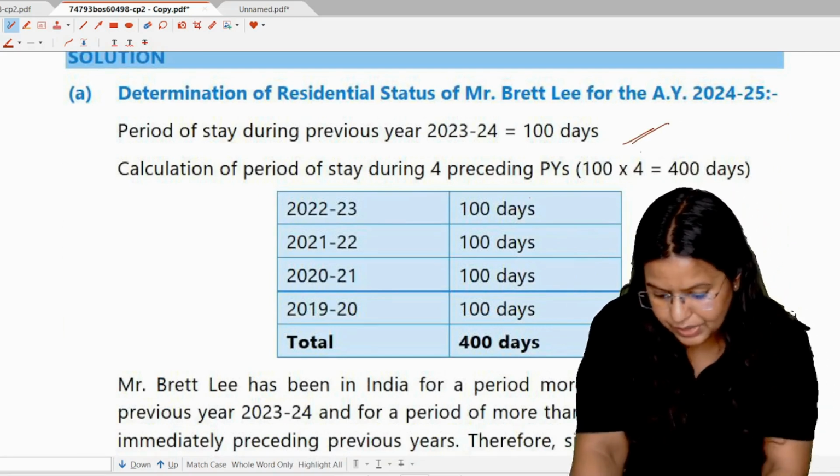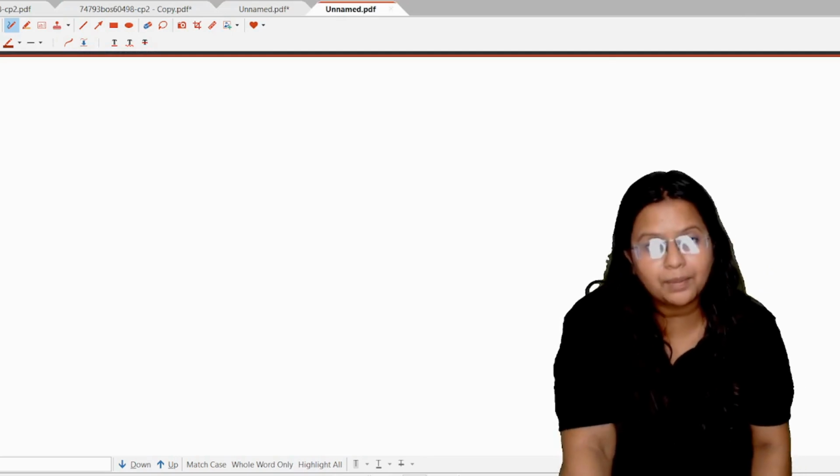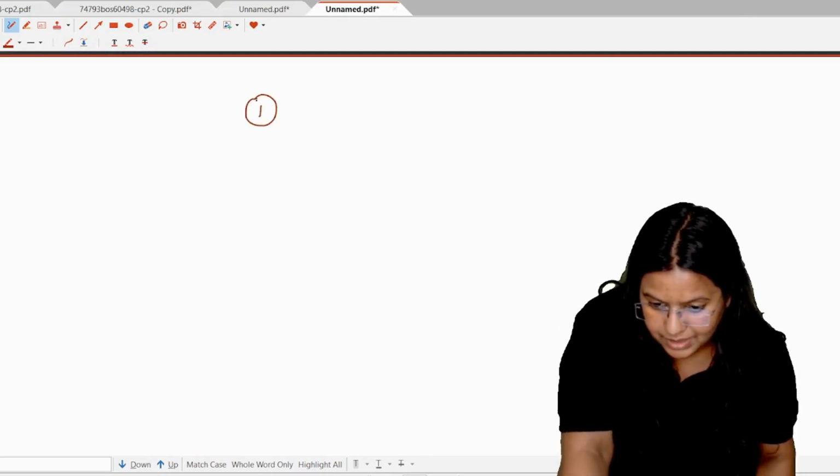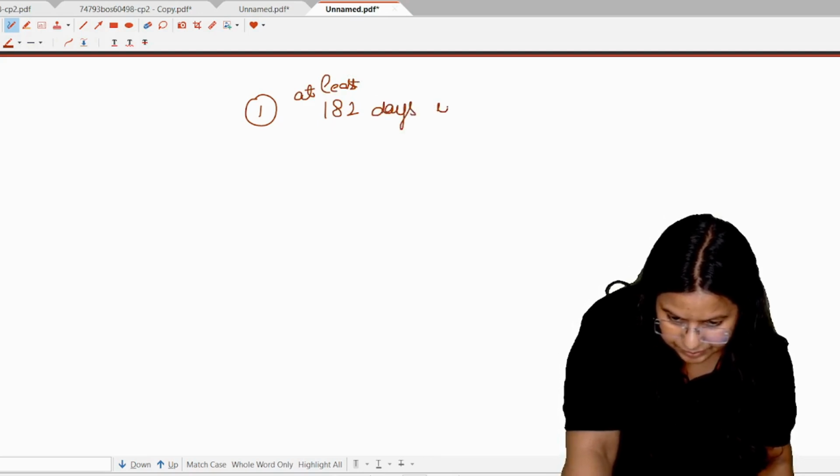Okay. Now, students, we have two basic conditions for a person to become a resident. First of all, that person has a stay in India of at least 182 days, at least 182 days in the previous year.